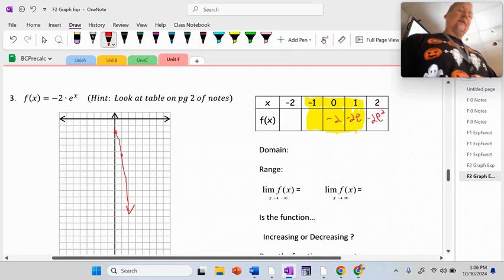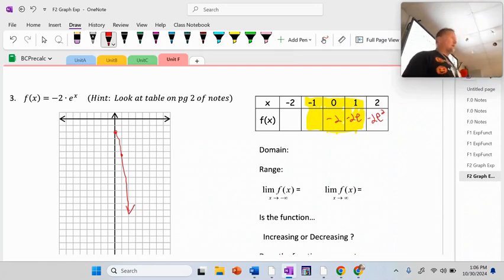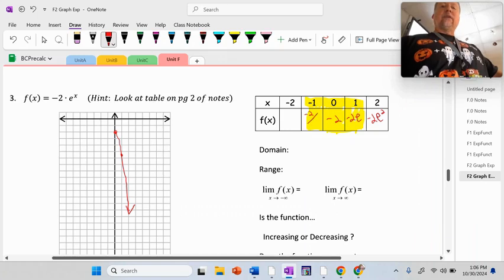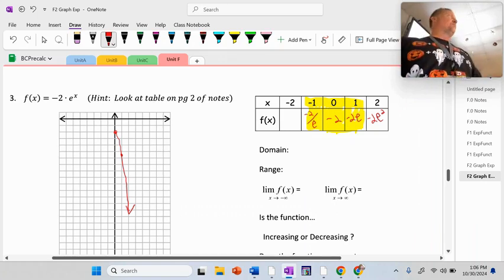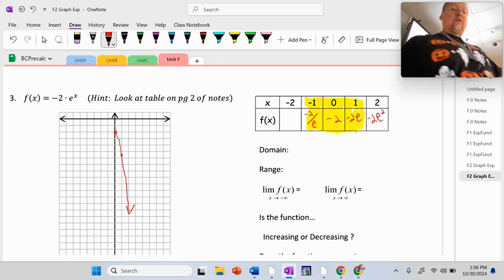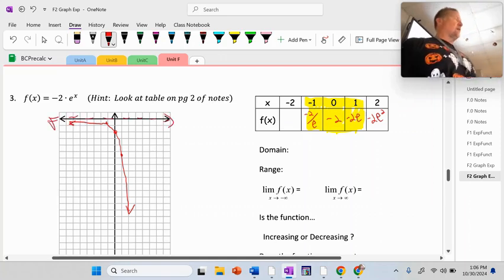So even though I don't have a calculator, you can still make a sketch. Don't panic. And then at negative 1, e to the negative first is 1 over e. So this is negative 2 over e. You should know that e is 2.718. So negative 2 over like 3 is what it's close to. That's negative 2/3, which is right here. All these things should be in your head, and it's not hard at all, as long as you know what e is, 2.718.